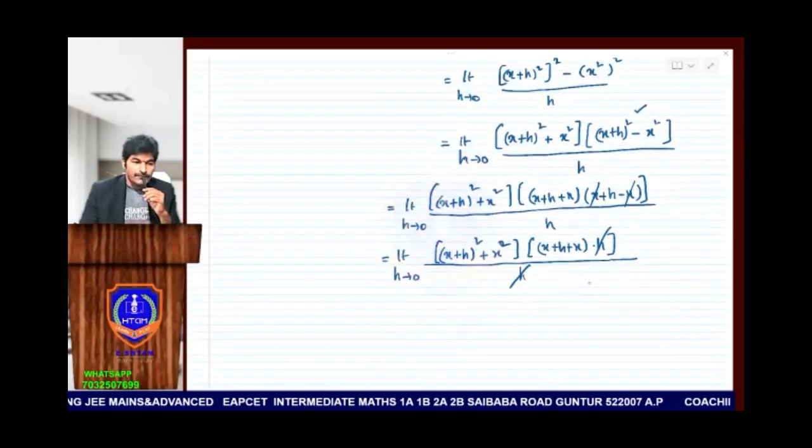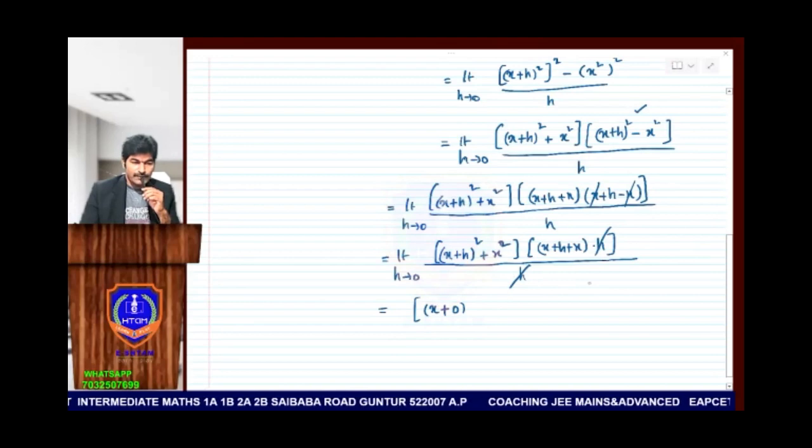Now see, in the denominator there is no h. This means now you have permission to substitute that h value in the function you are looking at. Now I am going to substitute that h value as 0. So bracket open, (x plus 0) whole square plus x square, bracket close, again bracket open, x plus 0 plus x.